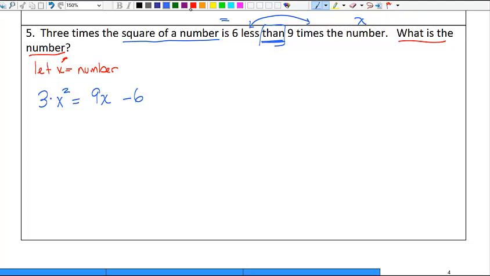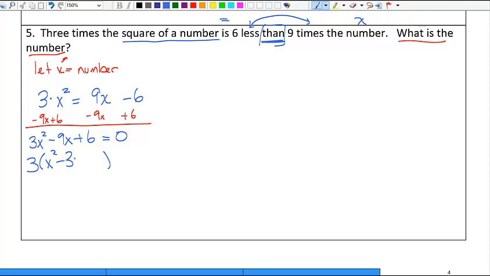It doesn't look quite like standard form, so what I'm going to do is subtract 9x and add 6 to both sides so that I can get one side equal to 0. We have 3x squared minus 9x. Notice those don't add because one's an x and one's an x squared. Plus 6 equals 0. Now I need to solve this. It looks like there's a GCF here, so I'm going to factor a 3 out.